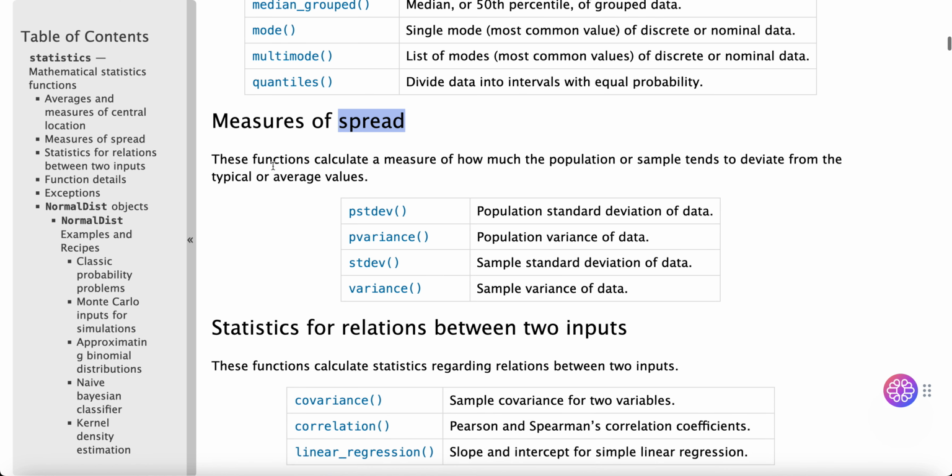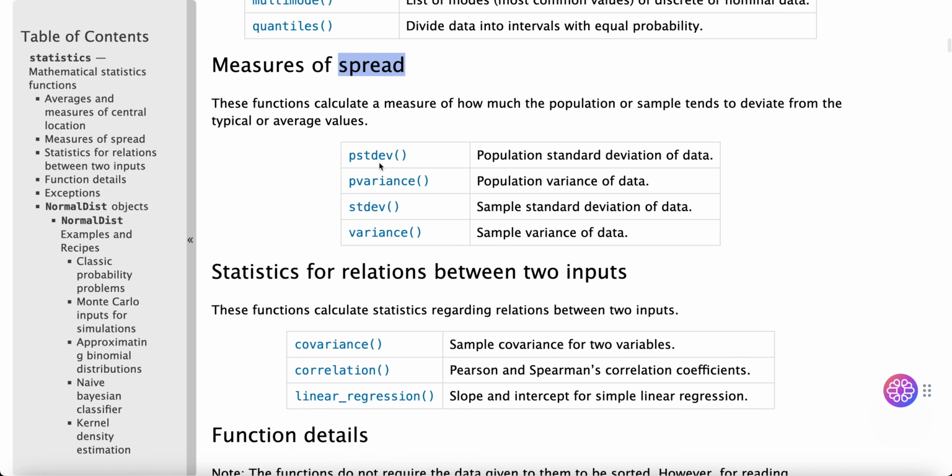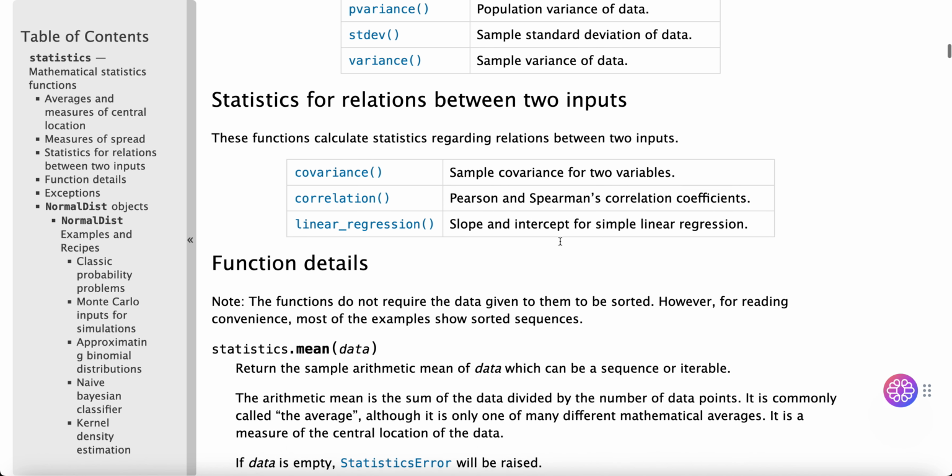Measures of spread. These functions calculate a measure of how much the population or sample tends to deviate from the typical or average values. pstdev: population standard deviation of data. pvariance: population variance of data. stdev: sample standard deviation of data. variance: sample variance of data.